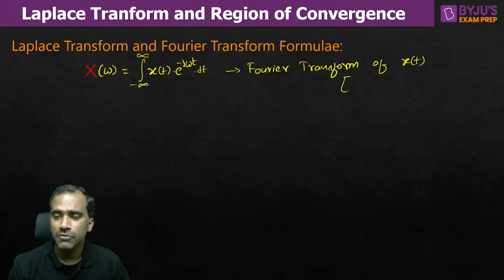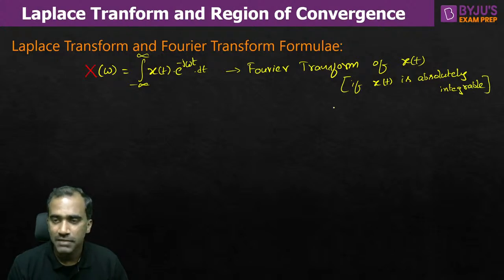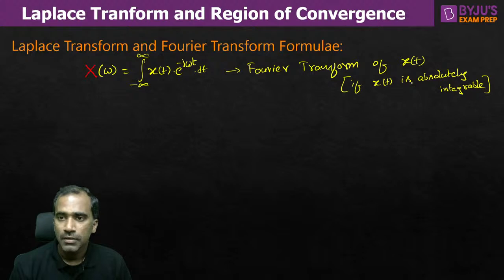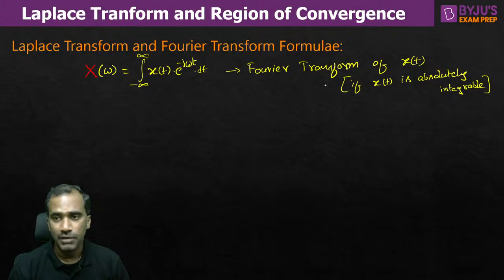And we don't always use this formula. Only if x of t is absolutely integrable do we use this formula. Otherwise, we can't use it. I've talked about this in detail in the Fourier transform sessions that I took in the last months. So under this condition, only if x of t is absolutely integrable, can we use this formula to find the Fourier transform. So what is absolute integrability?